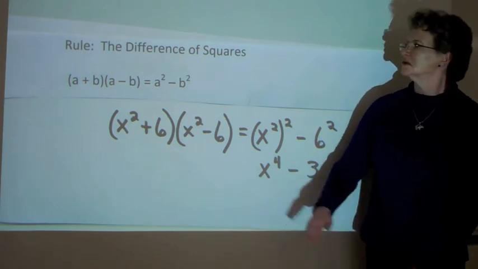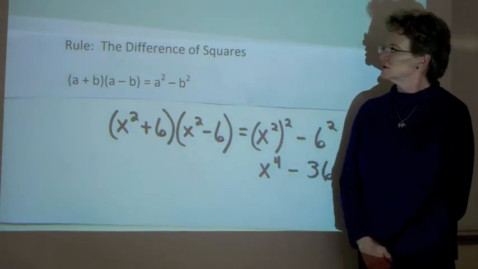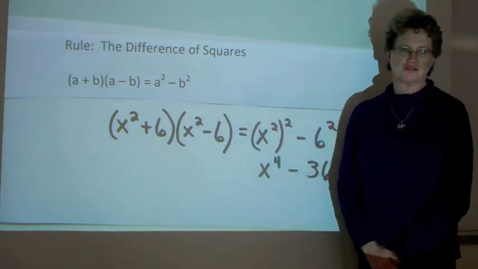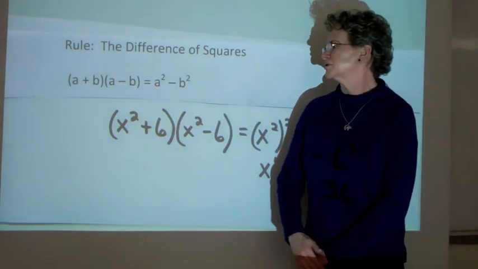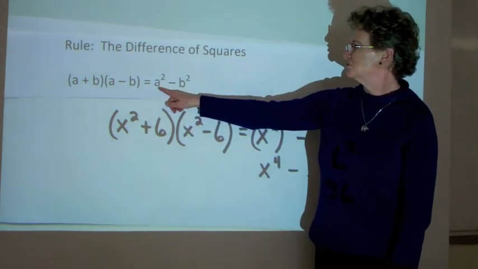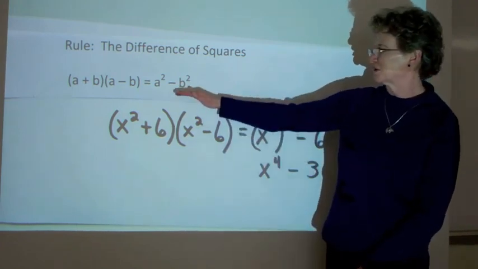So, the rule, the difference of squares, always follows this pattern. That is our rule: a plus b times a minus b is equal to a squared minus b squared. Tomorrow we will practice that rule.